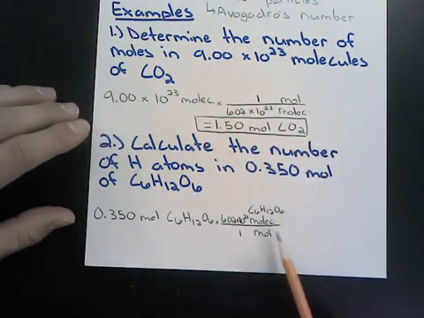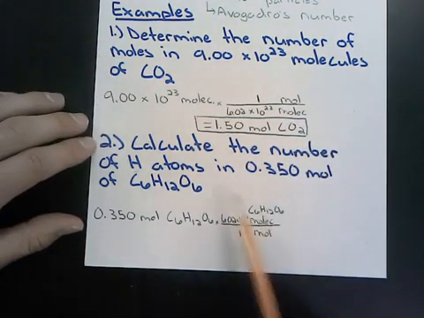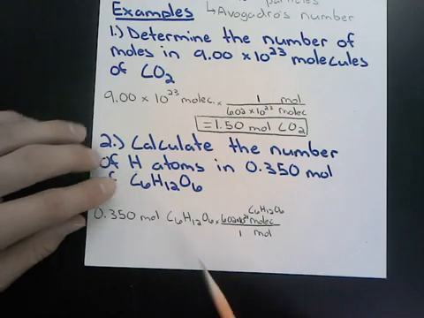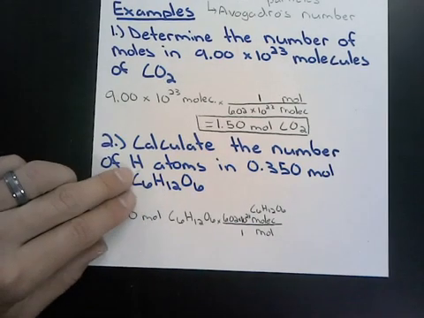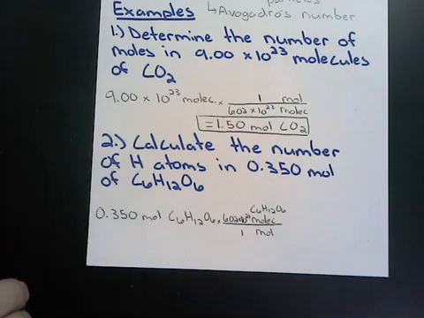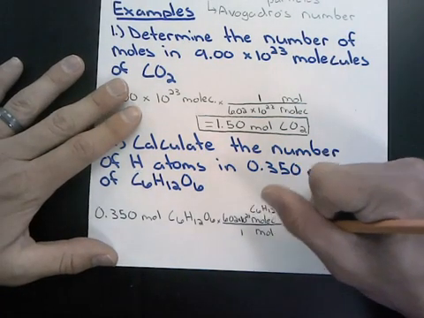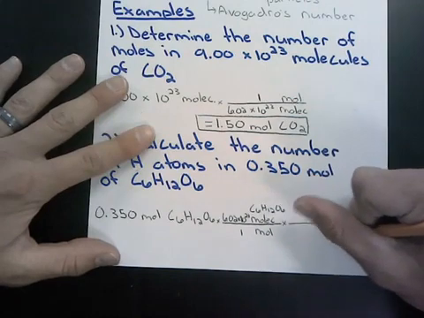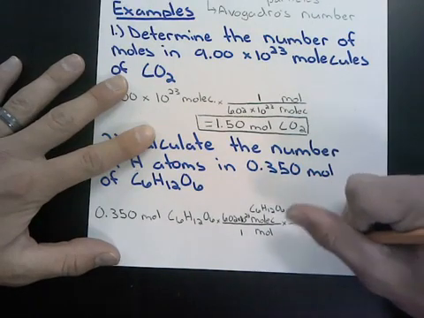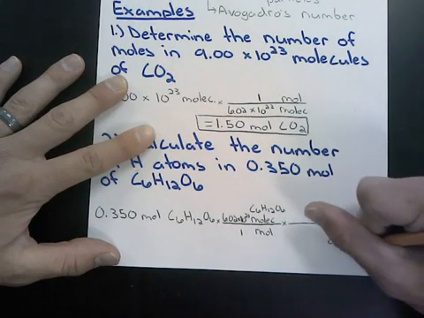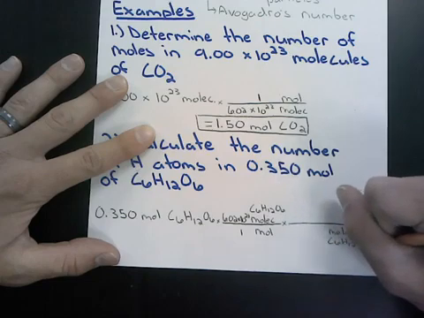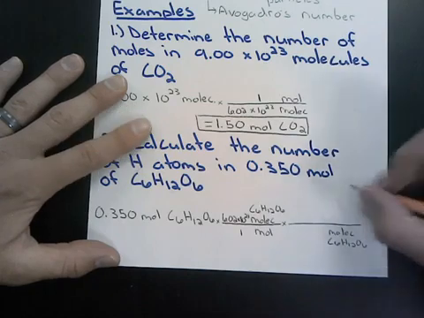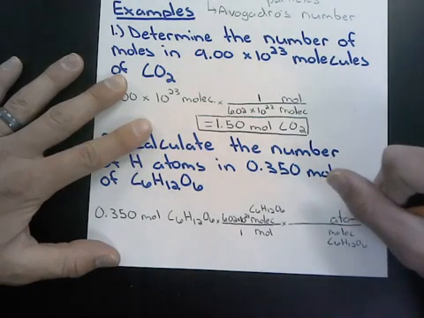And then the question asks not just for molecules of the sugar, but we need these H atoms. Right now we're in molecules of this sugar, C6H12O6. We're trying to get to atoms of H. So we have to do one further thing, and we have to use our formulas here.